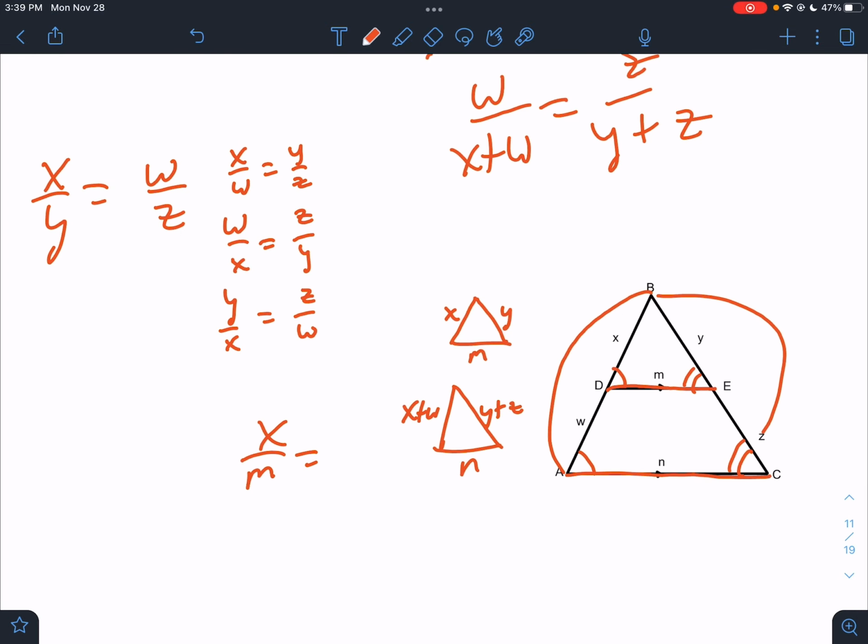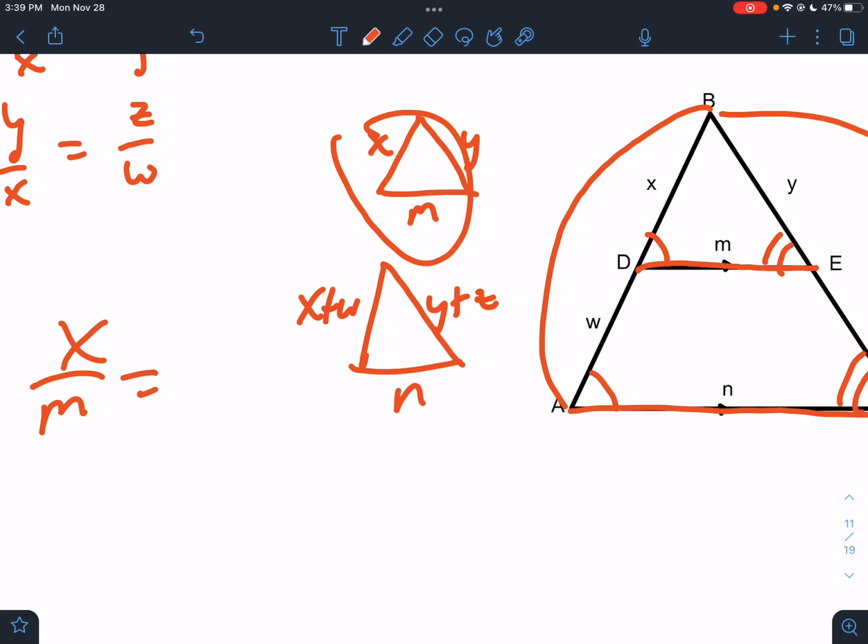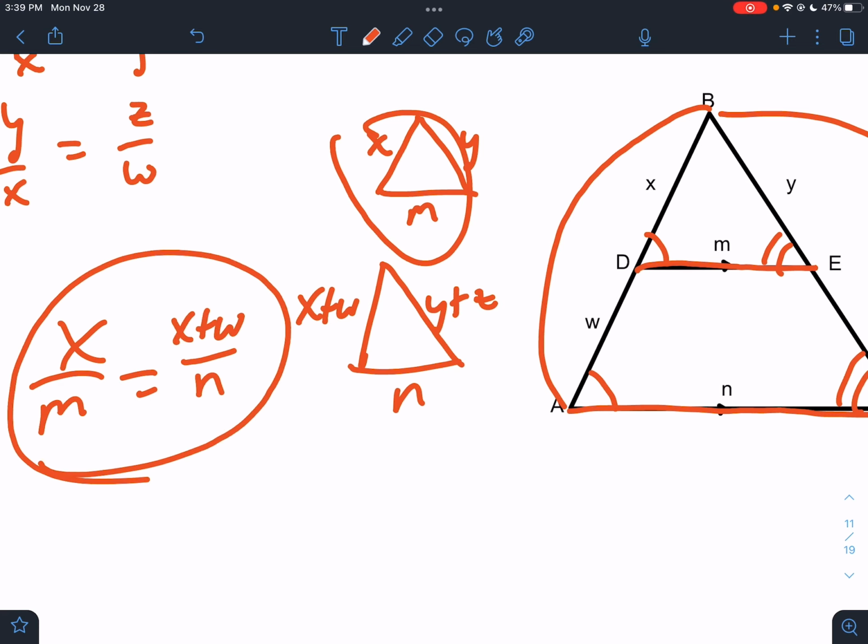So I'm telling you, and we're going to work on this a lot, but if you're using the actual parallel lines, then you must focus on the entire triangle. It's the only way we can do anything. So what does x over m equal? It equals x plus w over n. That's the way it has to be.